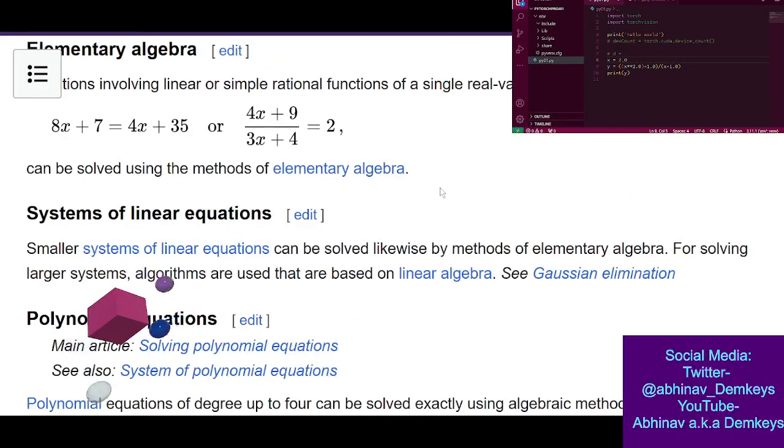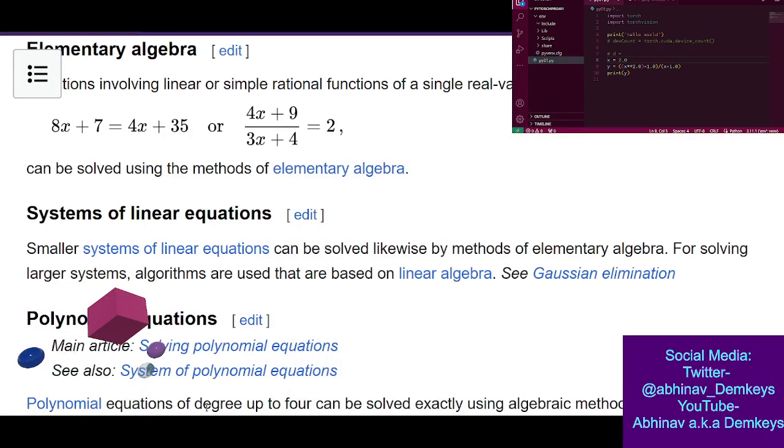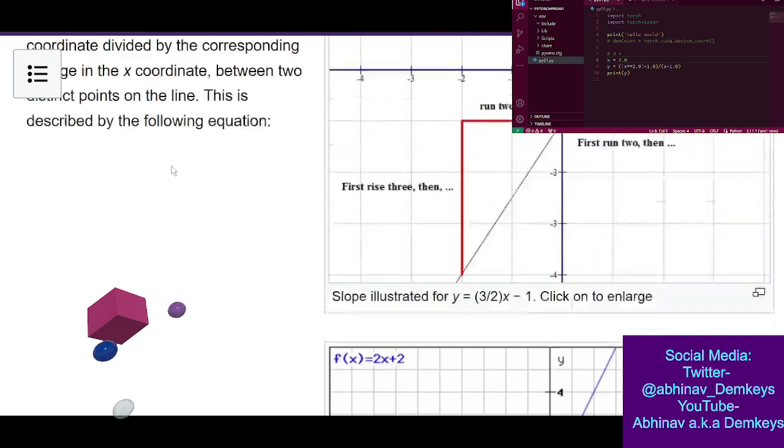Equations involving linear or simple rational functions of a single real-valued unknown, say x, such as so-and-so, can be solved using methods of elementary algebra. And then that takes us to a different thing. All right, fine. So I'll look into this on my own time. For now, we can carry on with the slope.